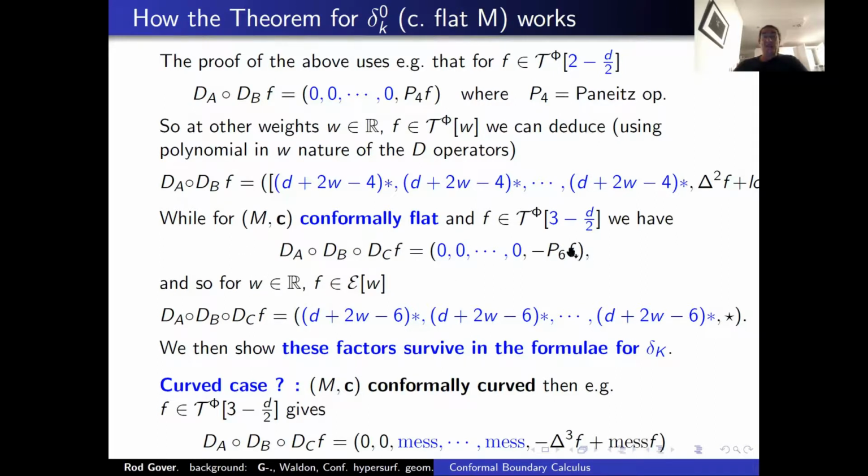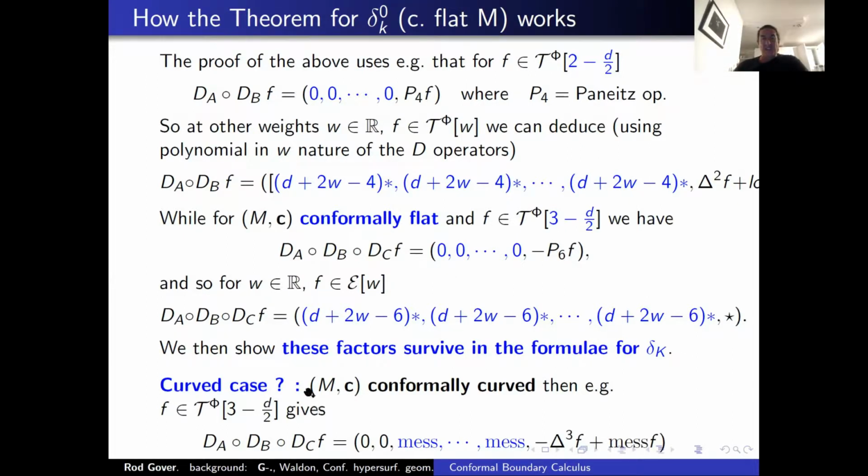And similarly, for instance, if we do the 3rd order one, so with the 3Ds, you'll get a P6. This is a 6th order GJMS operator in the bottom slot, and 0 is above. That has to happen in the right way. So you can conclude that when you go to other weights, you have to have these polynomial factors. And then, it's not too hard to show that these factors survive when you make the formulas for those delta Ks by contracting the ends in and everything. And that's how you eventually prove what I claimed on the previous slide.